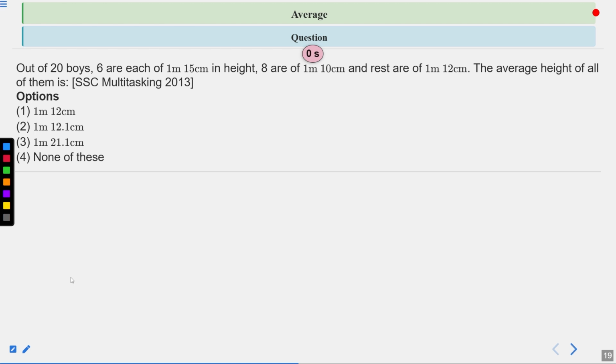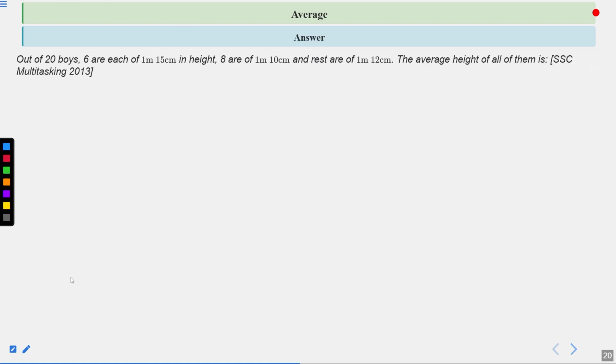Now time's up. Let's see the solution of this question. The question says that out of 20 boys, 6 are each of 1 meter 15 centimeter in height, 8 are 1 meter 10 centimeter, and the rest are 1 meter 12 centimeter. So the correct answer of this question is the second, which is 1 meter 12.1 centimeter. Now see the detailed solution of this question.